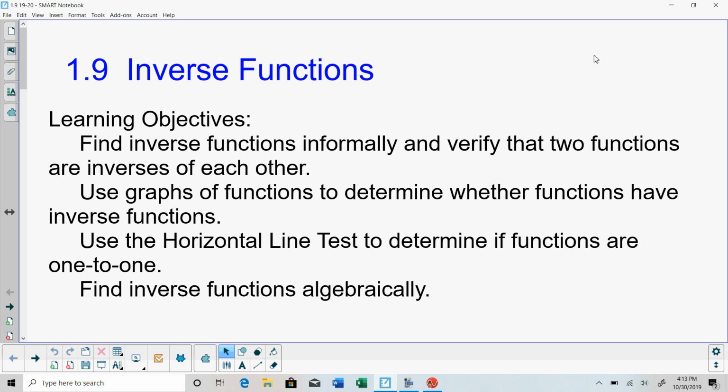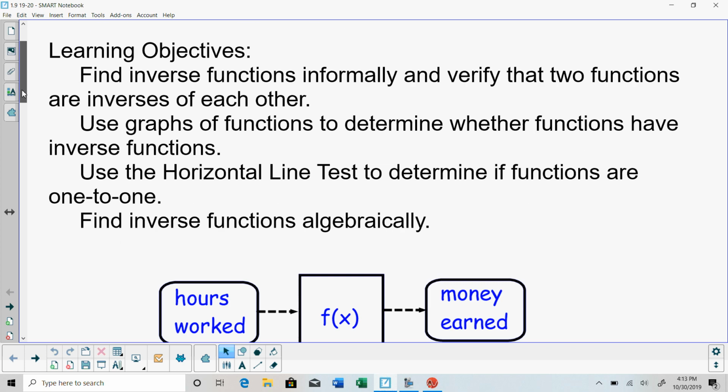Your learning objectives in this section are to find inverse functions informally and verify that two functions are inverses of each other. Use graphs of functions to determine whether functions have inverse functions. Use the horizontal line test to determine if functions are one-to-one, and find inverse functions algebraically. So let's take a look.